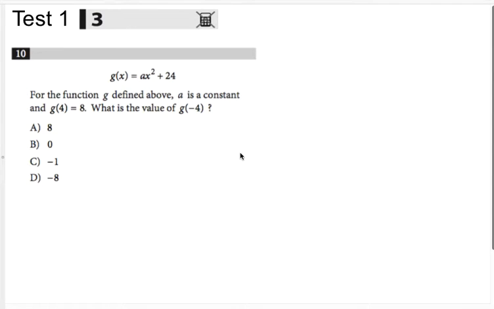All right, this is SAT Prep. We are doing test 1, section 3, and this is number 10. We're given g(x) = ax² + 24 for the function g defined above. a is a constant, and g(4) is 8. What is the value of g(-4)?